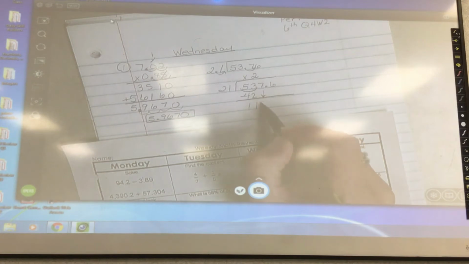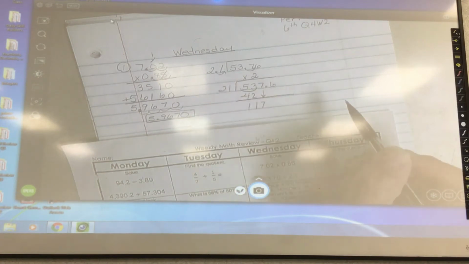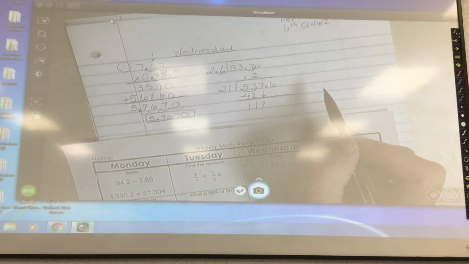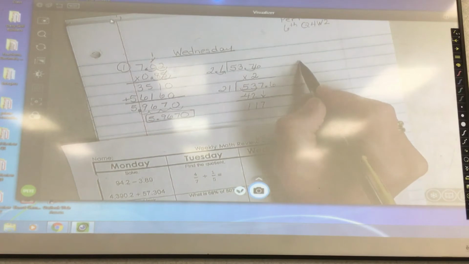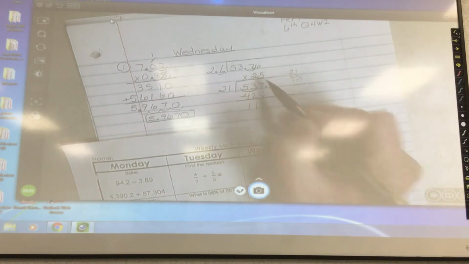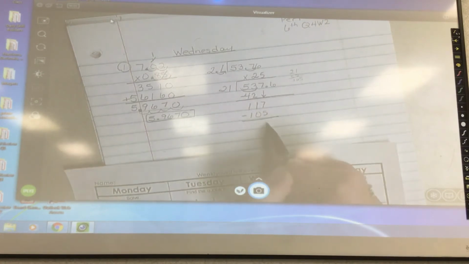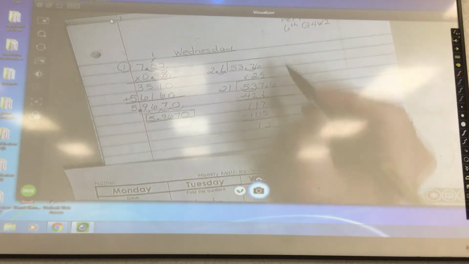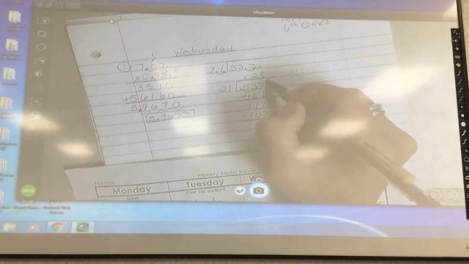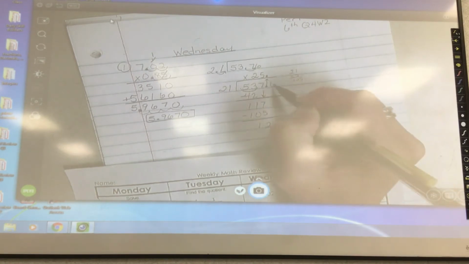Bring down the 7. How many times can 21 go into 117? 5. Because what's 21 times 5? 105. If you don't know it, you would just come over to the side and do it, right? So it goes in there 5 times. So I'm going to subtract 105. I get 12 left. Don't skip the decimal. Arrow it up and put it in there.